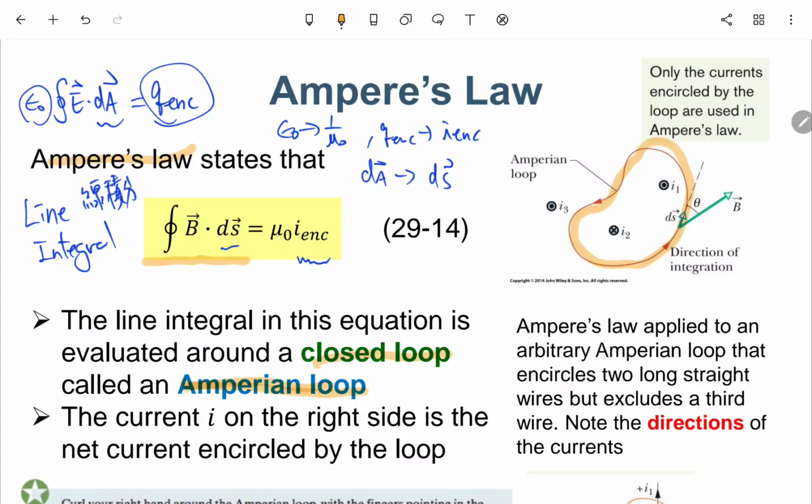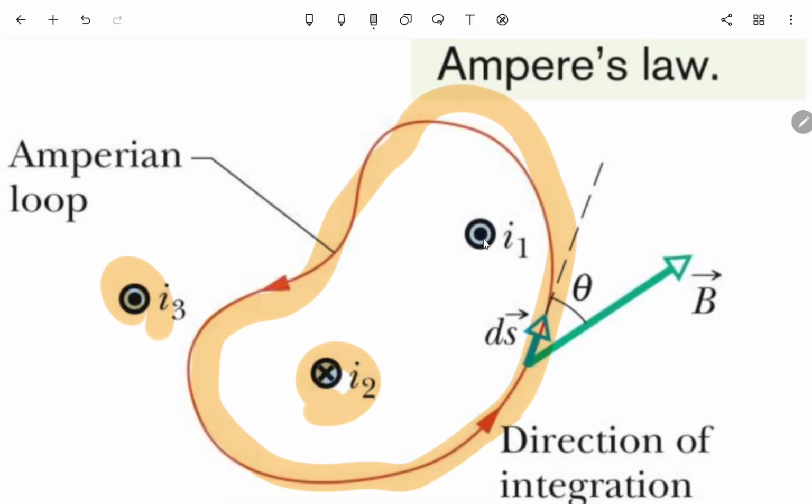So let's say here we have an Ampere loop, and we assume that we have some currents I1, I2, and I3. I1 is a dot, which means I1 is pointing out of the page, and it is an infinitely long wire, from negative infinity to infinity. I2 is a long wire pointing into the page. I3 is a long wire pointing out of the page. So the current enclosed by this loop will be I1 and I2 only. I3 is not enclosed by this Ampere loop.